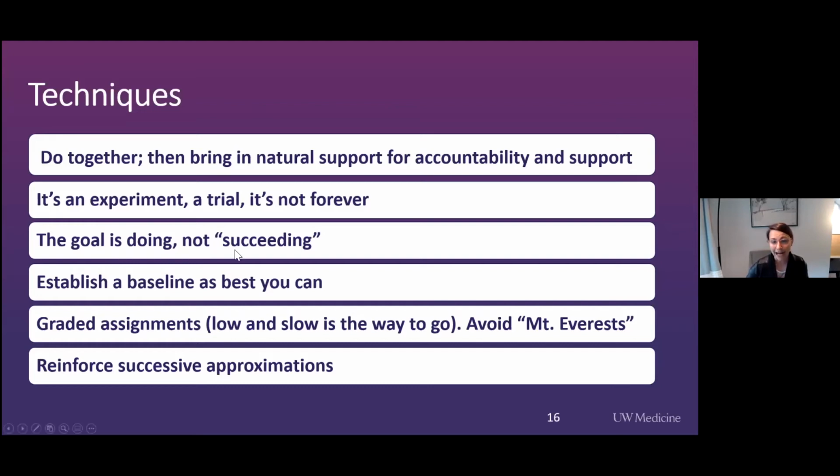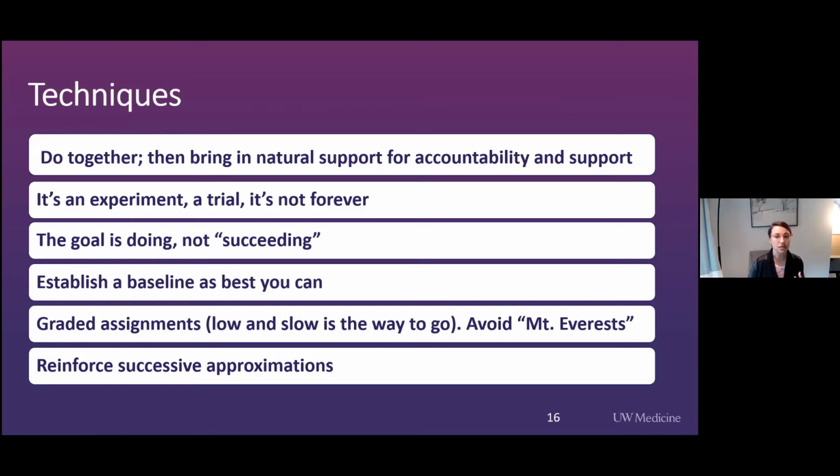Once you have buy-in and you've got your baseline, then let's jump up here to number one. You want to do something together in the session and then bring in a natural support. Now, the natural support can be live. They can join them in the Zoom room from another room. You can give them the link and say you can join at this time. If they're in the house together, obviously just bring them in, which would work by phone or by video conference.